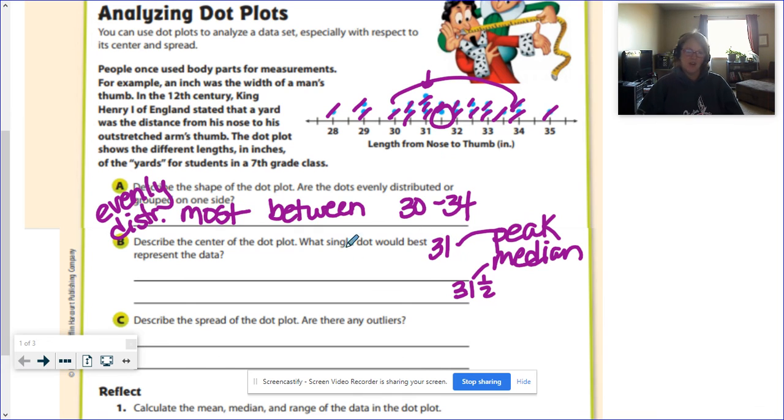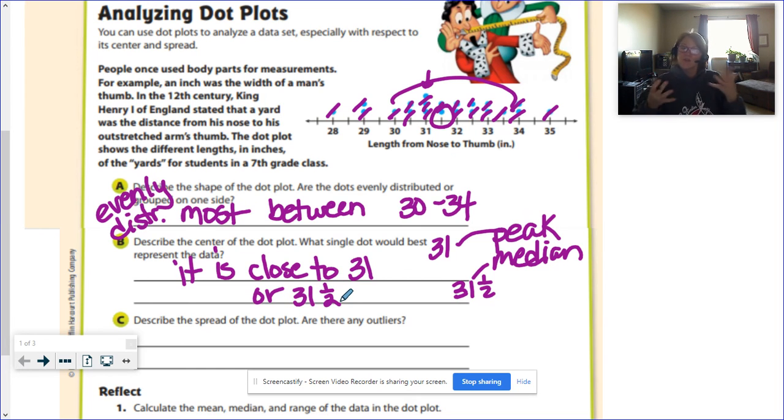So when we describe the center, I suppose a single dot might be 31. It is close to 31. Some might say 31 and a half. There's a little bit of wiggle room because we're interpreting, and there might not be one very clear exact answer. You might describe it a little differently than your neighbor. Let's take a look.